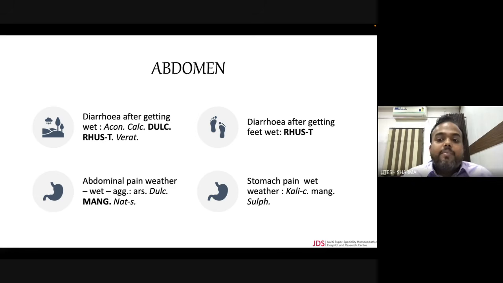Rustox, Veratrum. Next, diarrhea after getting feet wet: Rustox. Abdominal pain in wet weather: Magnum aceticum, Dulcamara, Natrum sulf, and Arsenic. Now, stomach pain in wet weather.